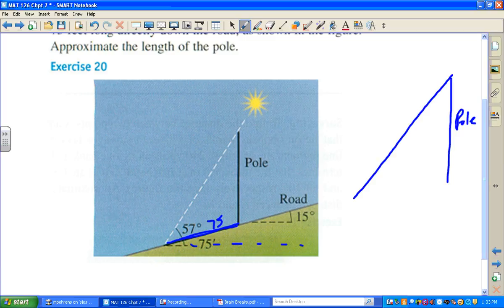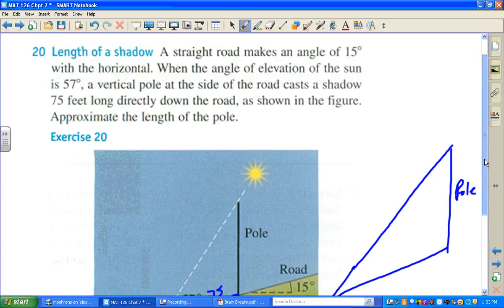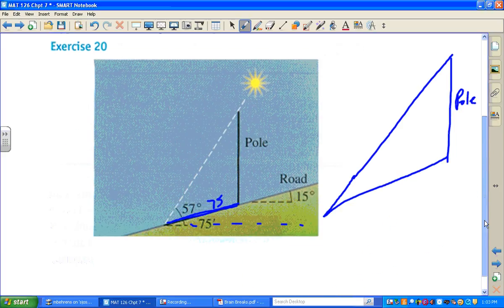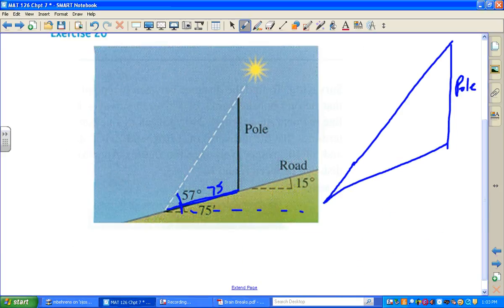What's 57? The angle of elevation of the sun is 57 degrees. So that whole thing is 57, right? So if this whole thing is 15, that means that angle is going to be 42 degrees. And we have 75.